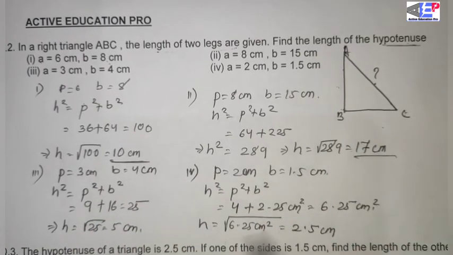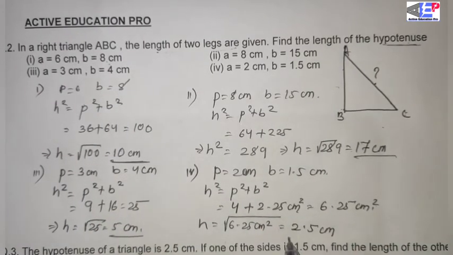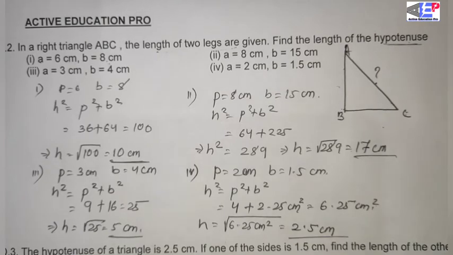So for question number 2, this is the answer: bit 1, 10 centimeter. Bit number 2, 17 centimeter. Bit number 3, 5 centimeter. And bit 4 is 2.5 centimeter, for question number 2 of R.D. Sharma class 7 mathematics book. Then next, let's move on to the next questions.